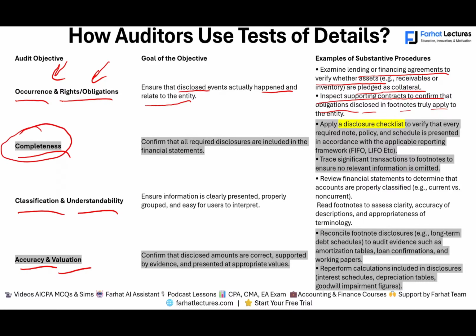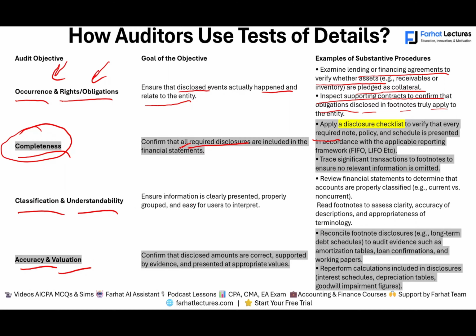For completeness, what does that mean? Did we report all the required disclosures? This is when we go back to the checklist, because the checklist should be good enough to go over everything, to verify that every note required is discussed. Policy schedules are prepared in accordance with the framework. Trace significant transactions to footnotes to ensure that no relevant information is omitted. Again, this is for completeness. Clarity and understandability.